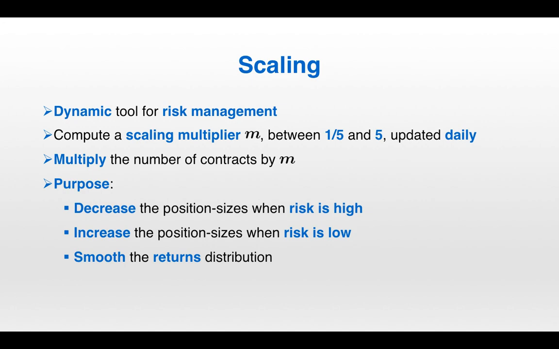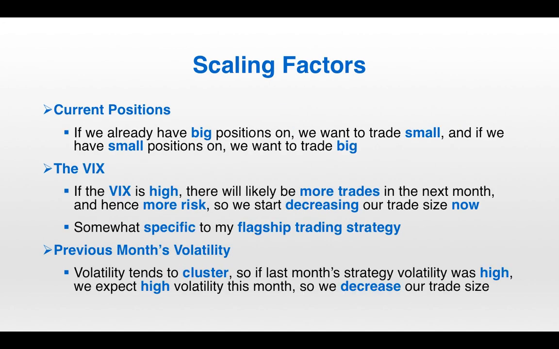Multiply the number of contracts by M, just a reminder that M is in that formula for computing N_i, and the purpose of scaling is to decrease the position sizes when risk is high, increase the position sizes when risk is low, and generally speaking, smooth our returns distribution. So there are 3 primary factors that go into our scaling multiplier calculation. They are our current positions, the VIX, and our previous month's volatility.